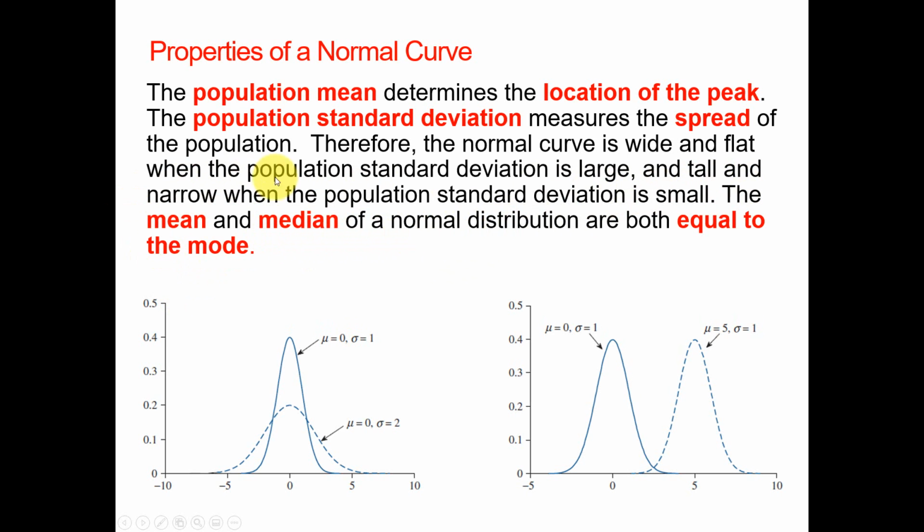And when we talked about measures of center, the mean and median of a normal: for symmetric distributions, they're equal to the mode. And the mean and median, we know, are equal to each other in a symmetric distribution data set.